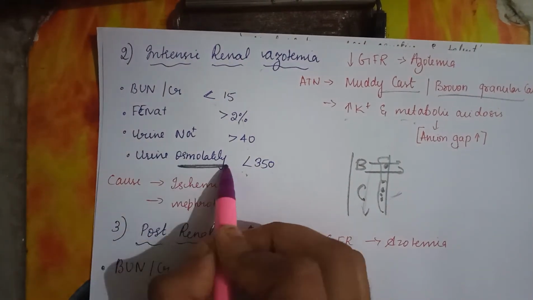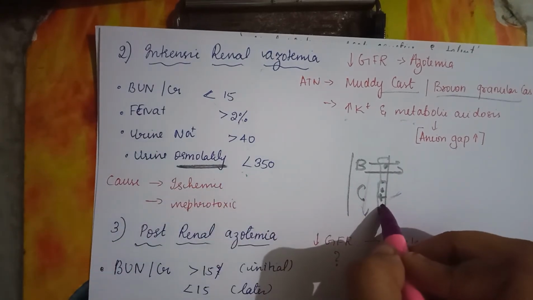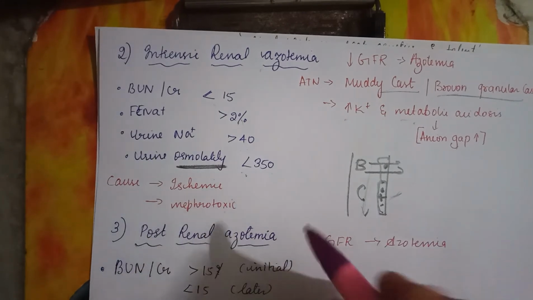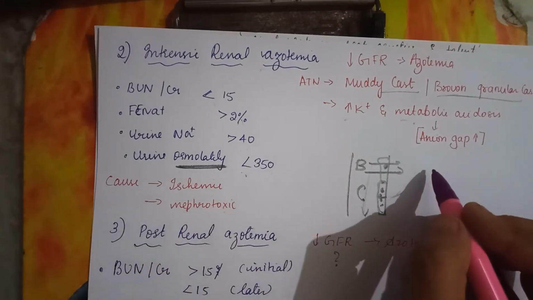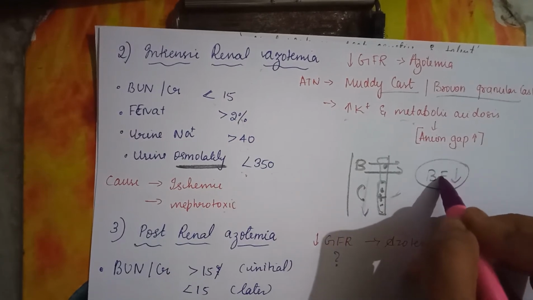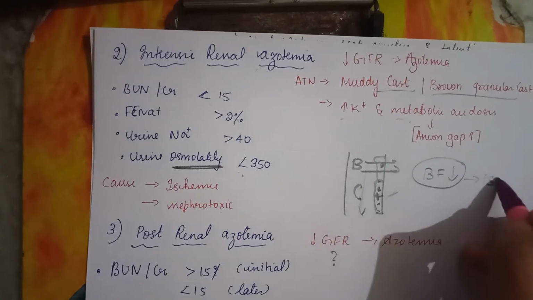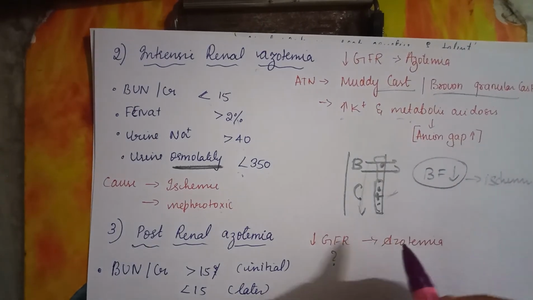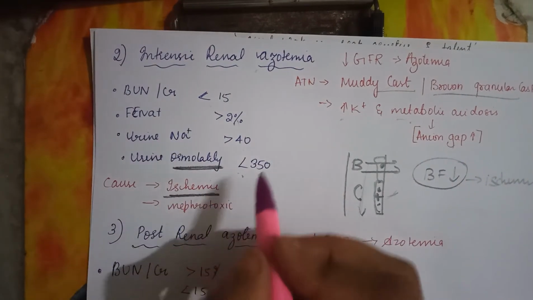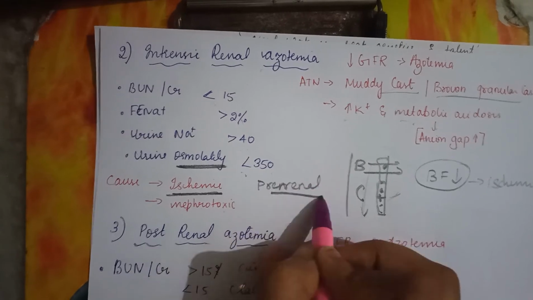This indicates that the tubule is damaged, and the main cause can be ischemia or nephrotoxicity. We can easily remember that in pre-renal we have studied that blood flow has decreased. Because of decrease in blood flow there can be ischemia. So it is always important to remember that ischemia is mainly caused because of pre-renal. It is one of the high yield points.